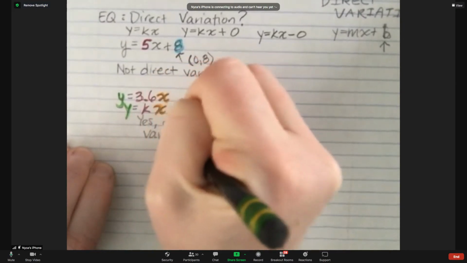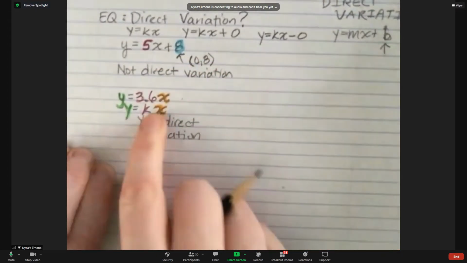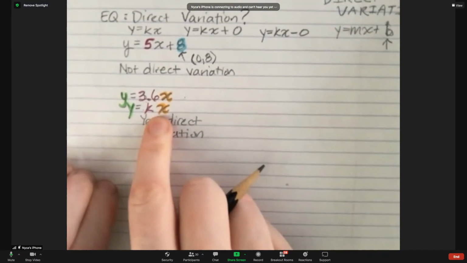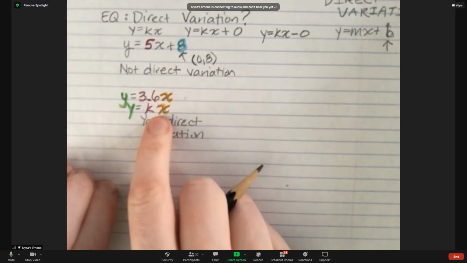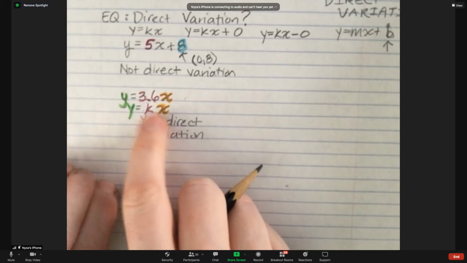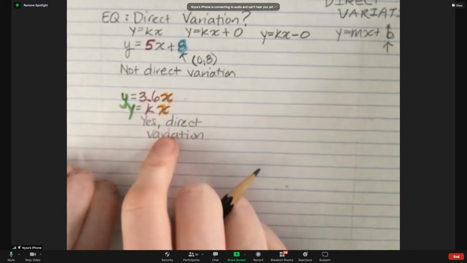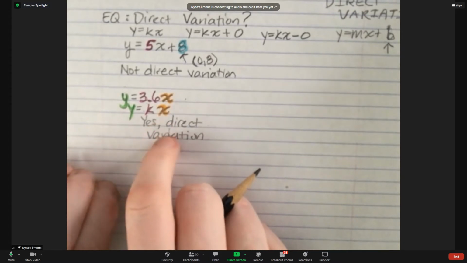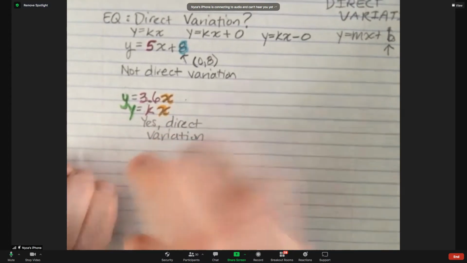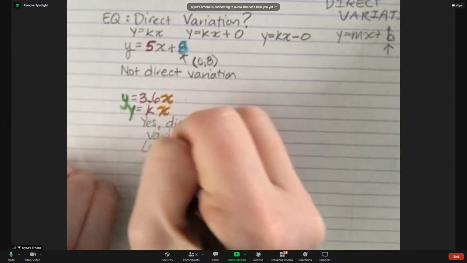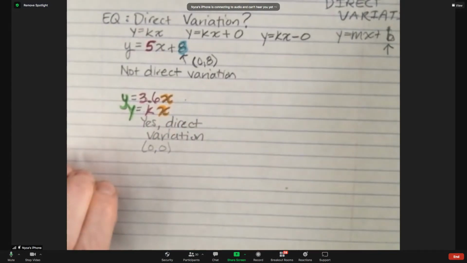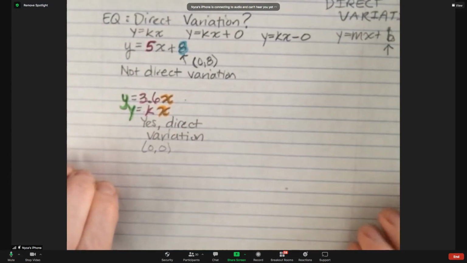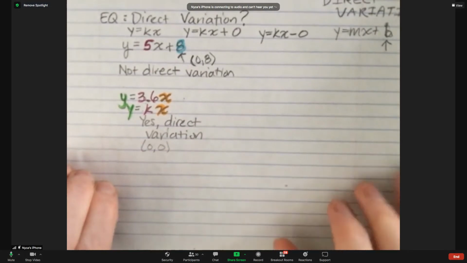If you were asked to graph this, all you would do is your input-output table and use like 2, 0, -2. And what should you be expecting? That it goes through the origin. Because if it's direct variation, it must go through the point 0, 0. It must have that ordered pair in the t-table. As your input and output, you must have an ordered pair of 0, 0.